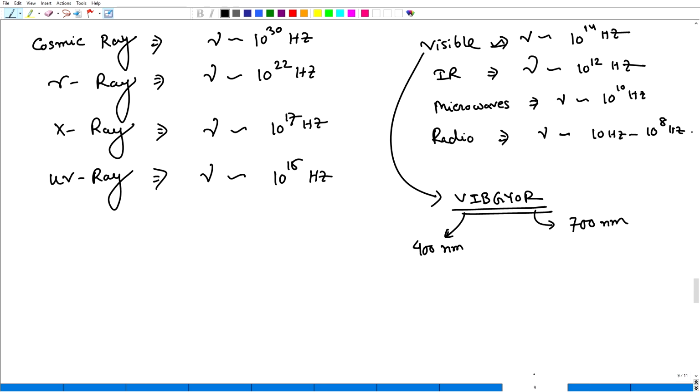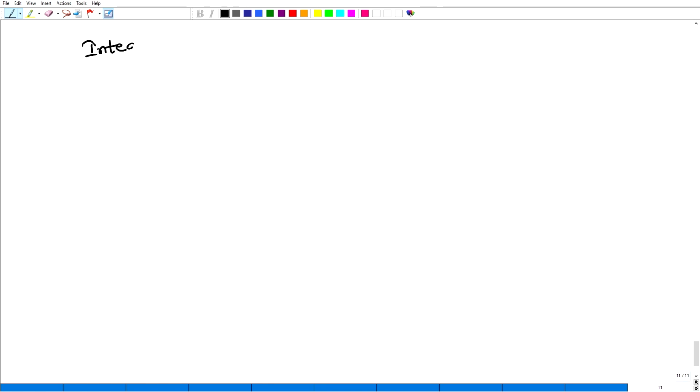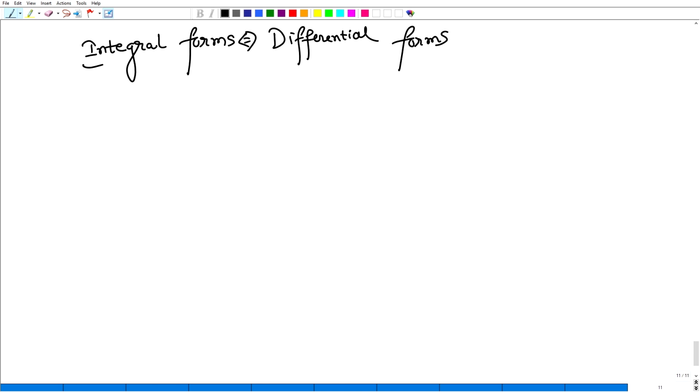In the next class I will write down the integral forms, which are actually the same in meaning as our differential forms, but the notations are different for the integral forms of the Maxwell equations. And we will also discuss in detail our electromagnetic wave spectrum, and the parts of the electromagnetic wave like radio wave, microwave, and visible light. All of these things we will discuss in the next class.